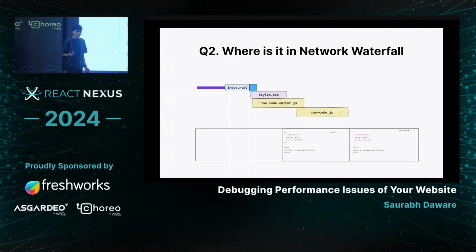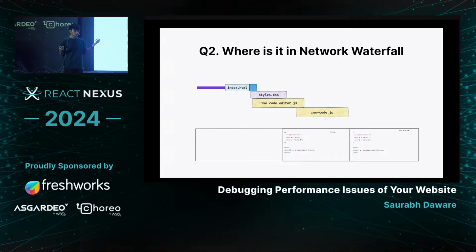The second question you ask is, where is it in the network waterfall? The thing that you want to load first, where exactly is it in the network waterfall? For example, in this live code editor, if I had not statically defined the output, it would load this way, where initially it will just show a loading screen, and then eventually it will show the output. But if I want to show the output, you have to understand that it's part of the network waterfall, so I can't really show the output first.